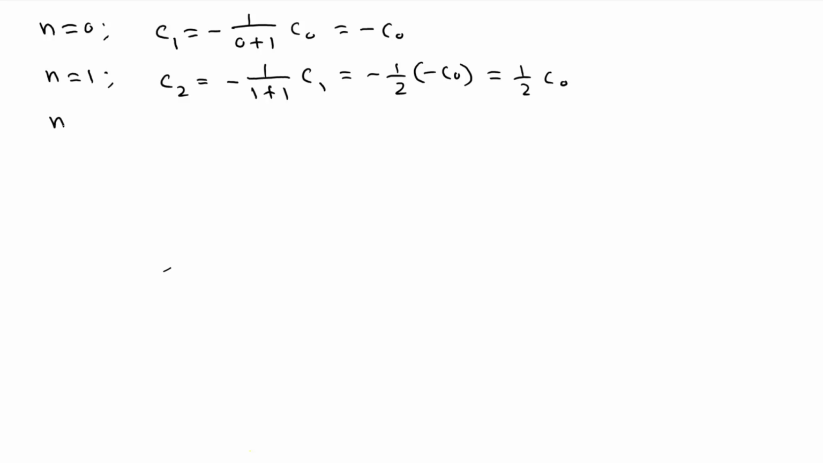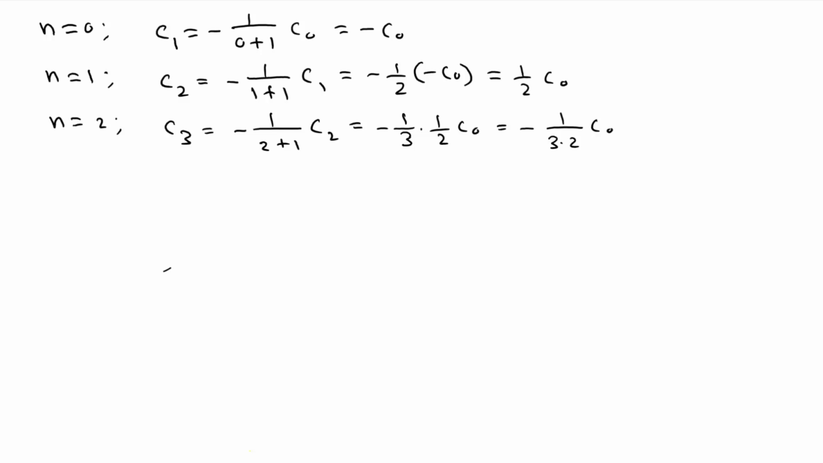And then n equals 2. If you do n equals 2, this is 3. So you can see that negative 1 over 2 plus 1, c2. We already know the c2 value, so we're going to plug that in. So it's going to be negative 1/3 here, and then c2 is equal to 1/2 c0. We normally don't simplify, we leave it like that to find a pattern. So c0, that's what you get.